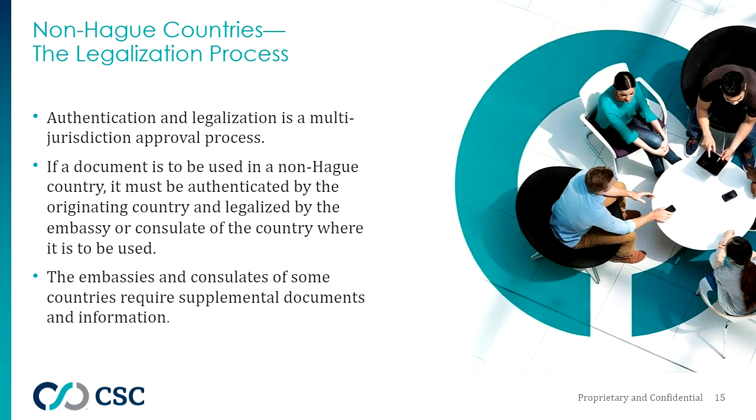So Kelly walked us through the apostille. And remember, the apostille is when both countries are signatories to the Hague Apostille Convention. So remember, again, both countries have to be part of that. If only one country is part of it or neither is, then what you have to do is you have to go through the authentication and legalization process. And that is a multi-jurisdiction approval process.